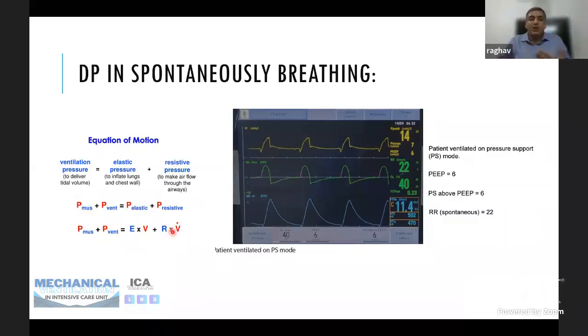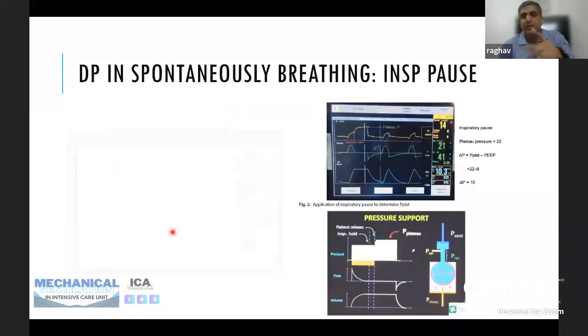So how to calculate PMUS, which will help us to calculate the driving pressure in this patient? For this you need an esophageal pressure, which is a very costly and invasive device and is not available to most of us. So there are some other very simple techniques which have been described to calculate true plateau pressure and driving pressure in these patients. The first one is to give an inspiratory hold.